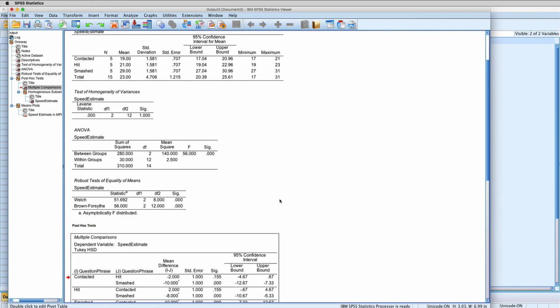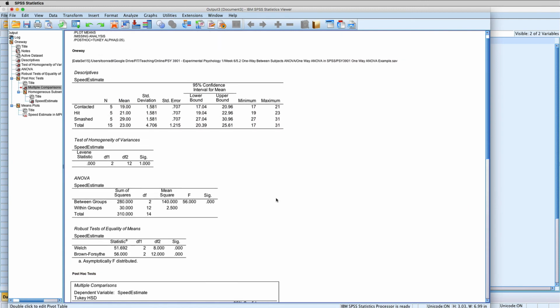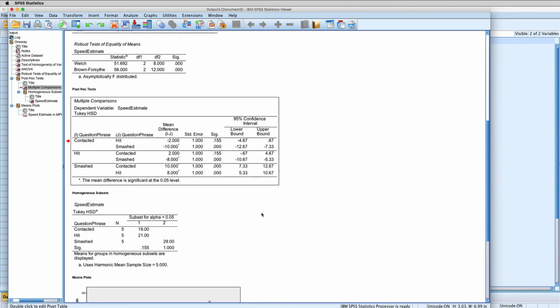Finally, out of all the ANOVAs, the one-way ANOVA is the only one that doesn't allow you to request an automatic measure of effect size. So for ANOVA, we can calculate the effect size of eta squared by taking the sum of squares between groups divided by the sum of squares total. In this case, we can take 280 divided by 310 to get the eta squared of 0.90. In other ANOVAs, as we'll see in other tutorials, you can request that and it'll be put right in your SPSS output.